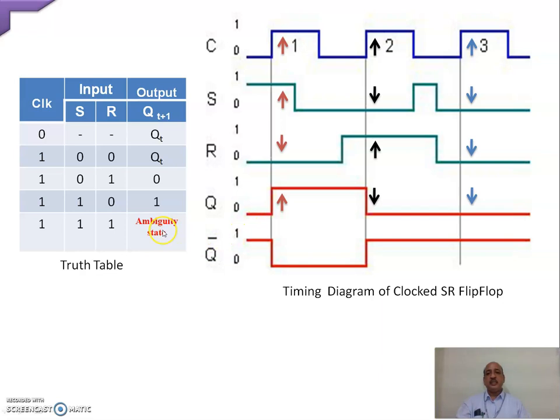The problem here is in the last row, when S is equal to 1, R is equal to 1, we get an ambiguity state. We don't know whether the output is 0 or 1. To overcome this problem, we are going for the JK flip-flop, which we are going to see in the next presentation. Thank you.